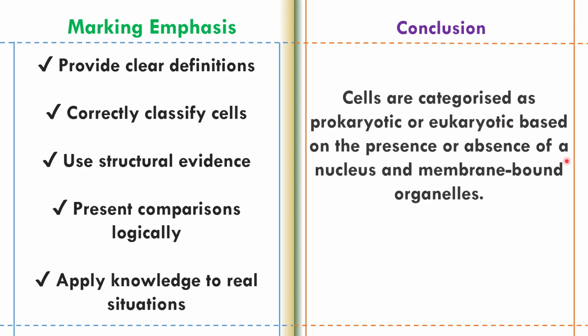Conclusion: cells are categorized as prokaryotic or eukaryotic based on the presence or absence of a nucleus and membrane-bound organelles.